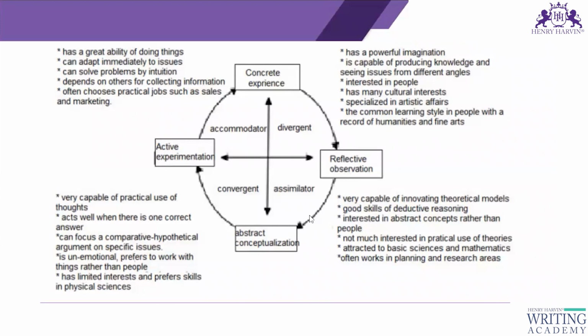Next, between reflective observation and abstract conceptualization. Here it is very capable of innovating theoretical models. We get to know how we can innovate and develop theoretical models, with good skills of deductive reasoning, and is interested in abstract concepts rather than people. I will be focusing on my concepts rather than on people's performance, how they are going to perform. I'll be focused on my concepts, not much interested in the particular use of theories. It means I'll not be much interested in using practical theories, because here my observation and concepts are in my thinking, while my practical things come in the experimentation. In this stage, there are not many practical theories.